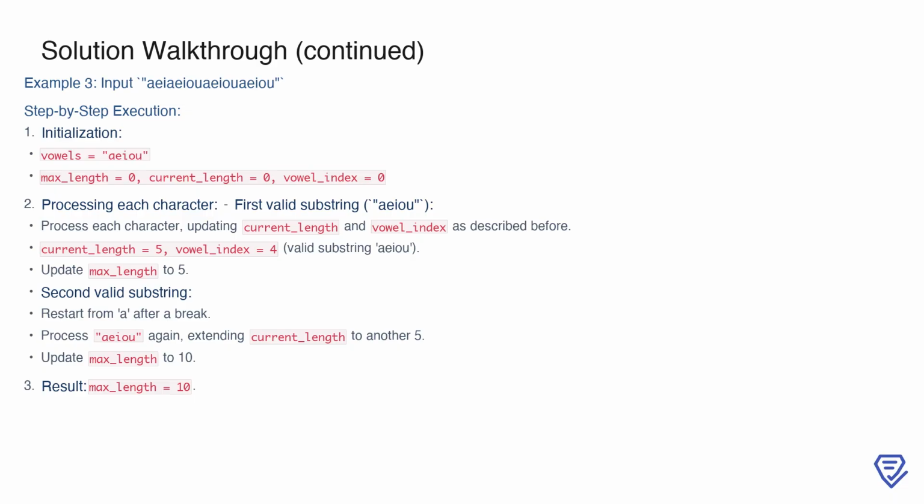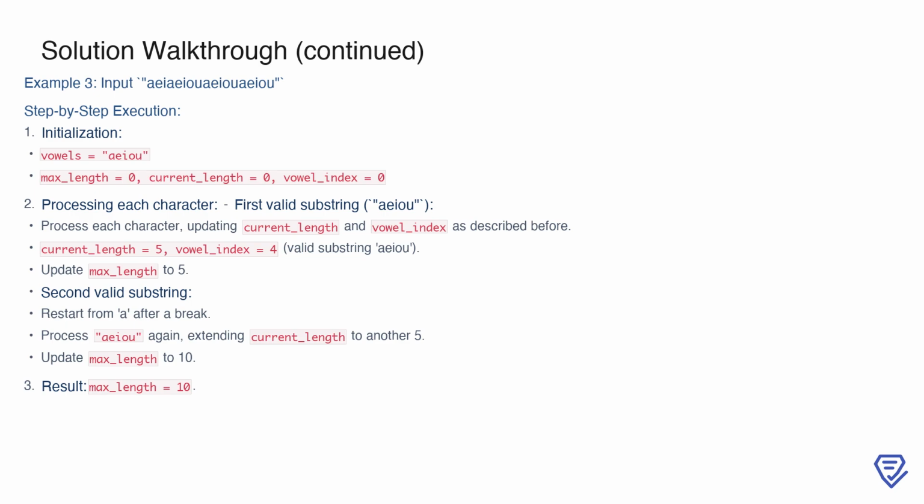After initializing the variables, we process the string character by character. The first valid substring, AIOU, is identified early in the string. As each character matches the expected vowel in the sequence, we increment current_length and advance vowel_index. By the time we reach the U, we have a valid substring with current_length equal to 5, and we update max_length to 5.